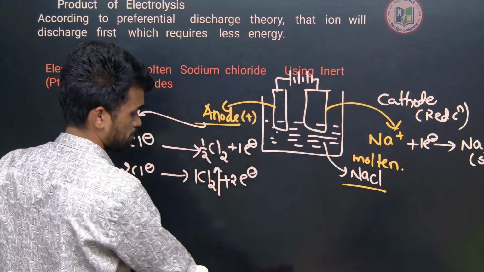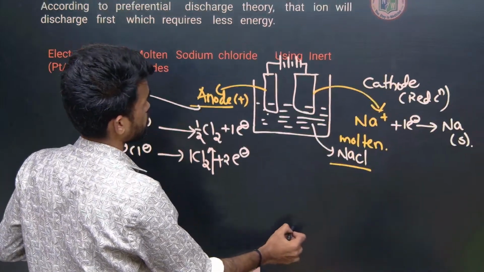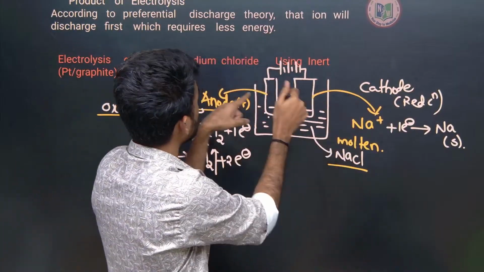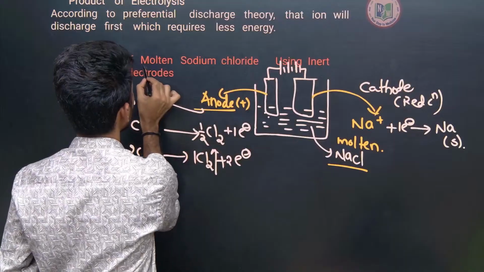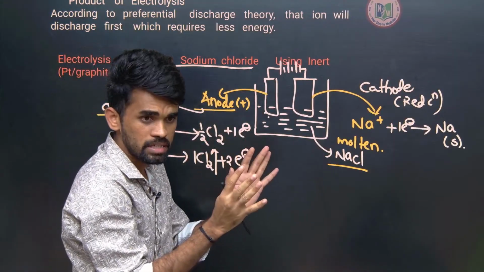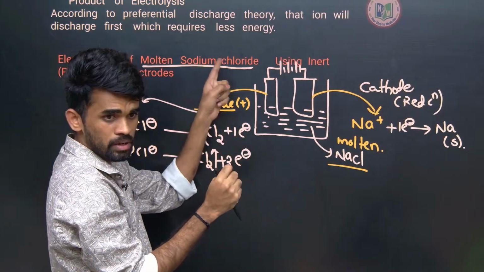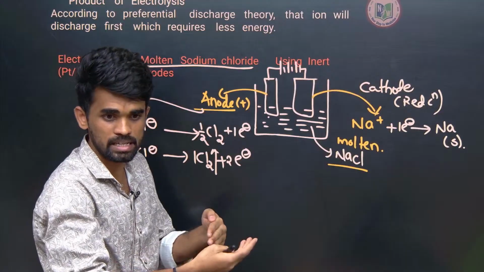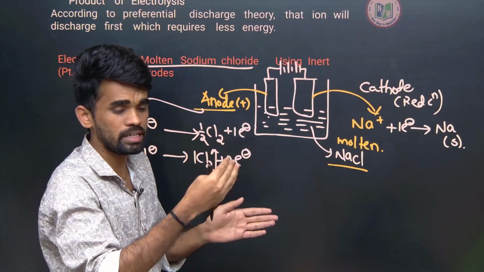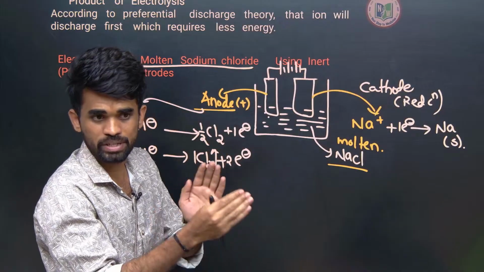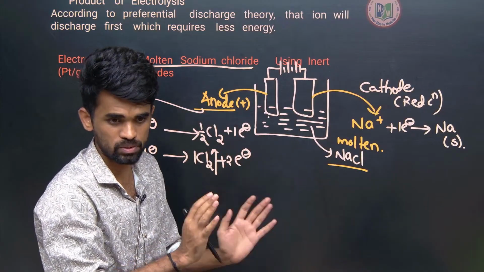Then next, up to here it is clear now. So now this, what I am saying, it is molten sodium chloride. So it means there is no other ions except sodium chloride. Sometimes multiple cations are there, multiple anions are there. So that time we need to have some idea which cation will deposit first, which anion will deposit first. That is what we need to know.